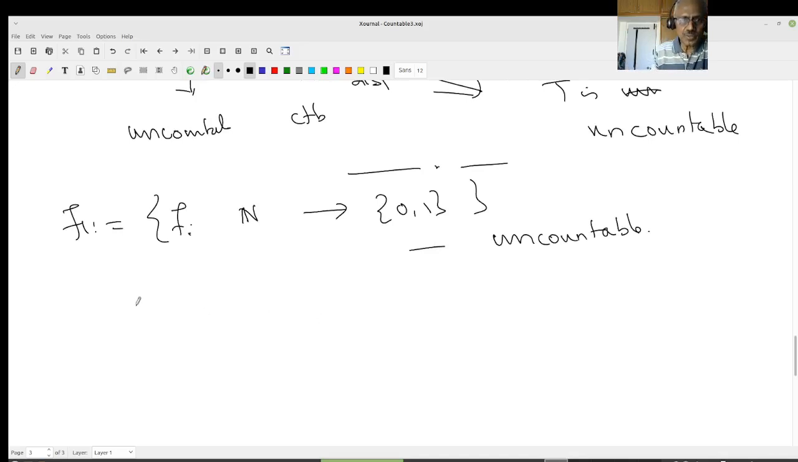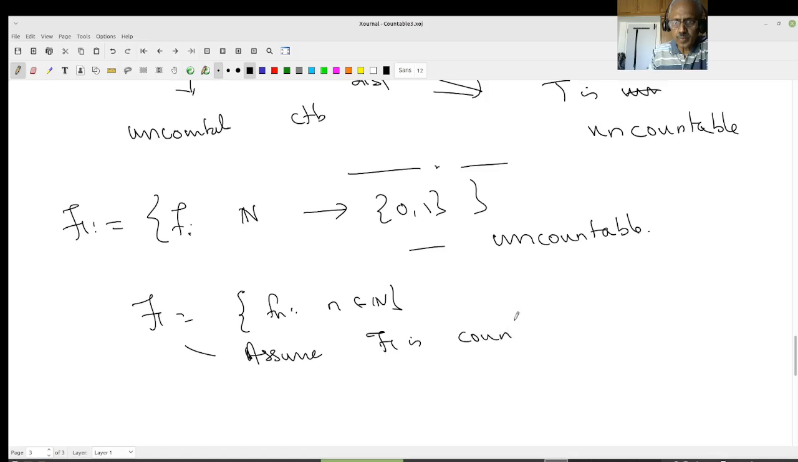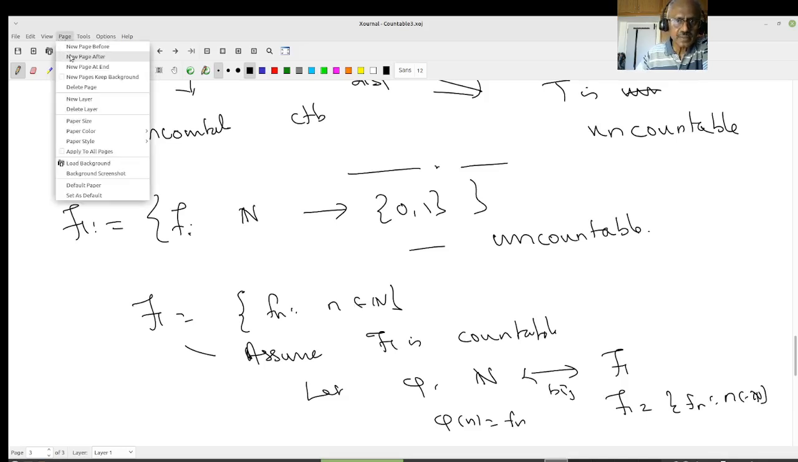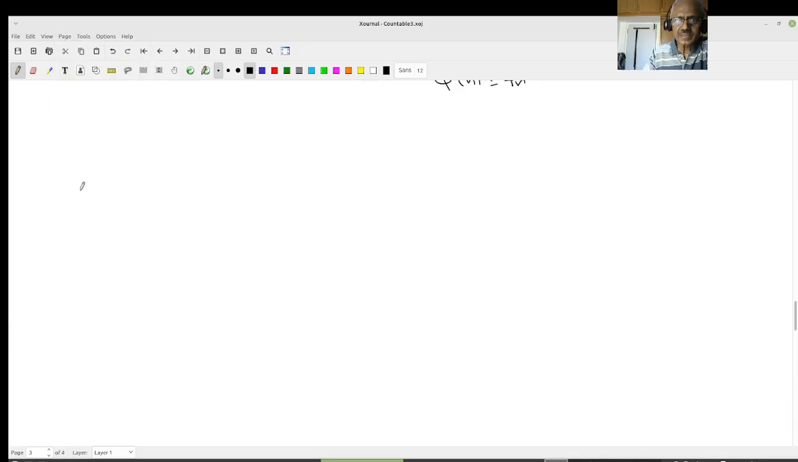Suppose it's countable. Assume F is countable. Let phi be a bijection from N onto F, and phi of n I denote by f_n. Therefore my F as a set is {f_n} as n varies over capital N. Right. Again we are going to use Cantor's diagonal trick.